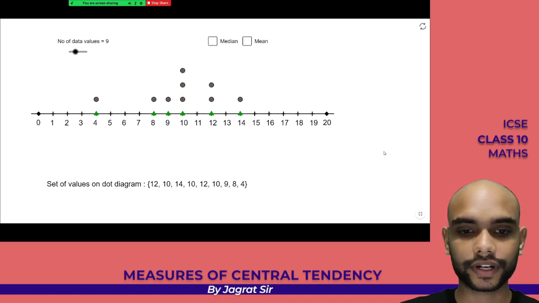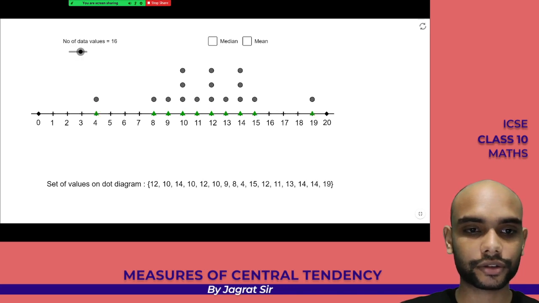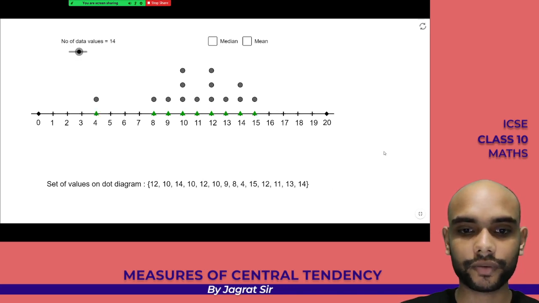Now let's refresh it. Now let's change the number of values to 16 values. Okay, now where is the middle according to you guys? Guess the middle, or don't guess the middle. Try to find the median according to this data. Arrange them in ascending order and then come back.